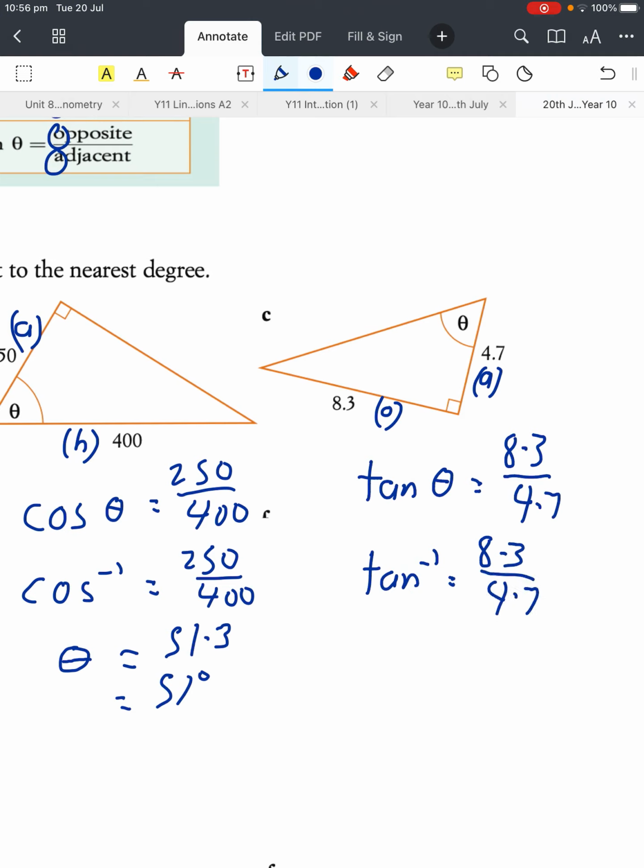It's just to remind you to press shift on the calculator. So when you pick up your calculator, you press shift, then tan, fraction button, 8.3 on the top, scroll down, 4.7 on the bottom, close the brackets, and we get 60.47.